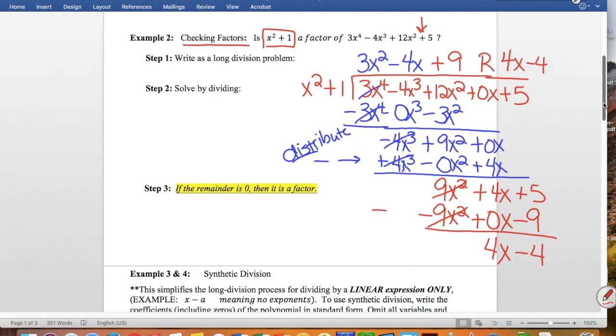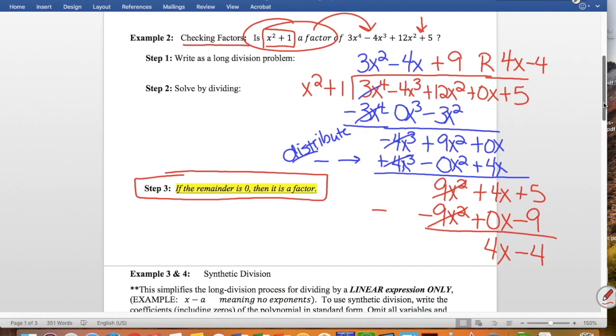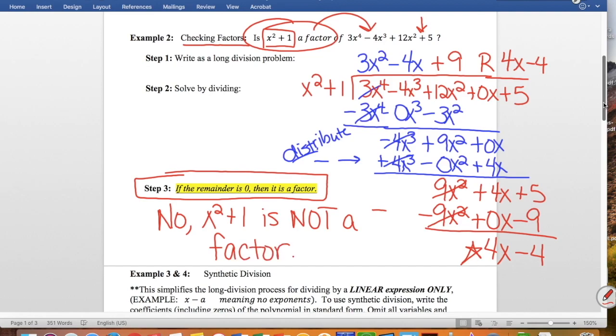Okay? Now, I'm asking if this is a factor of this polynomial. Here's your last step to answer this question. If the remainder is 0, then it is a factor. Well, check out my remainder. So I would answer this question, no, x squared plus 1 is not a factor. If I were to factor that polynomial out, I would not have x squared plus 1 as one of its factors.